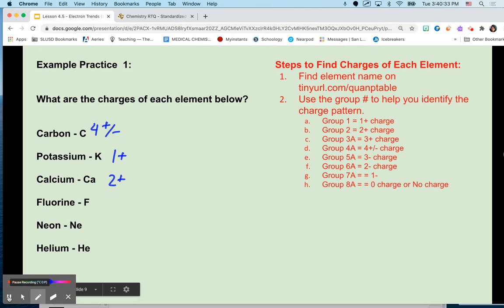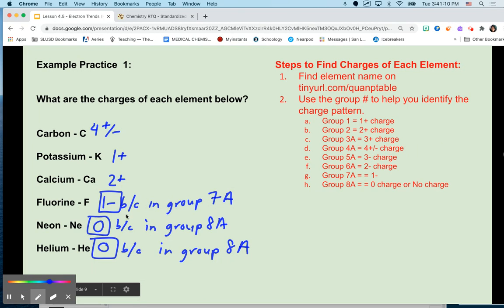At this point, see if you can solve the rest of these 3 on your own, and then unpause to reveal the answer. All right, so hopefully you got a charge of 1 minus for fluorine because it's in group 7A. Neon and helium are both in group 8A, so their charges are going to be 0. So at this point, you should be able to use the periodic table in order to identify either the number of valence electrons an element has or its charge.